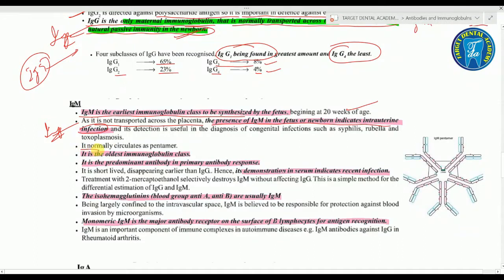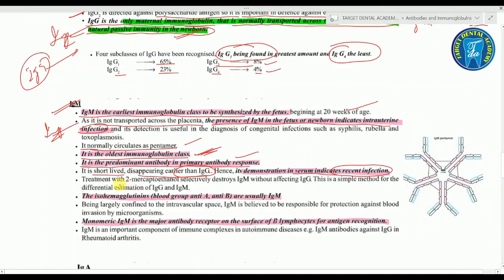IgM normally circulates as a pentamer. It is the oldest immunoglobulin class. So if a question comes like which of the following belongs to the oldest immunoglobulin class, your answer should be IgM. It is the predominant antibody in the primary antibody response. It is short-lived, disappearing earlier than IgG. Hence, its demonstration in the serum indicates recent infection.